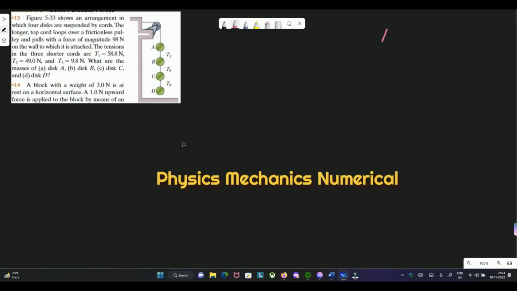All right, so let's talk about the question. This question is from Resnick and Halliday, and I will first explain the behavior of tension as it occurs between two masses. If you see this question, it has a lot of masses. It's a suspended system, which means the system is not moving. It's not decelerating or accelerating. It is stationary.